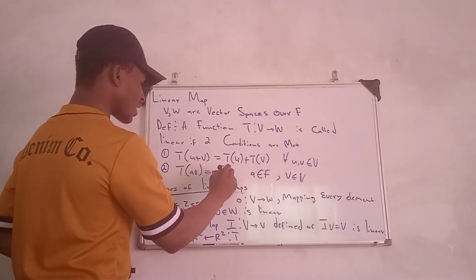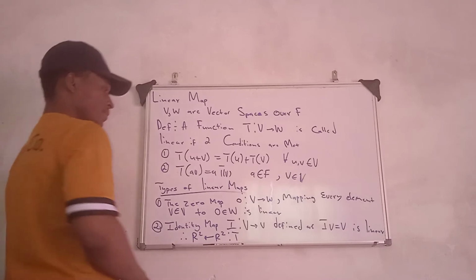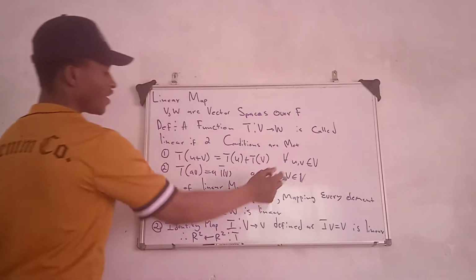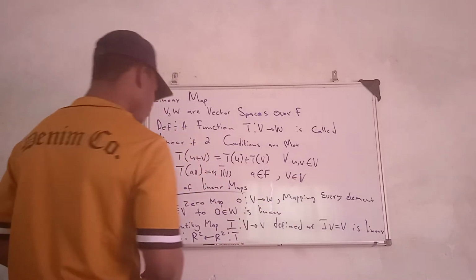I can just put brackets here. A times T(V), whereby A belongs to F and V belongs to the universal set V.